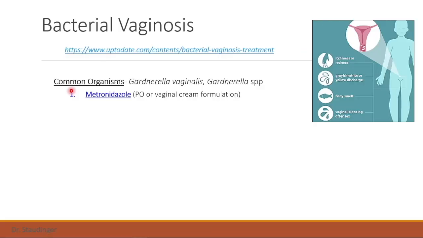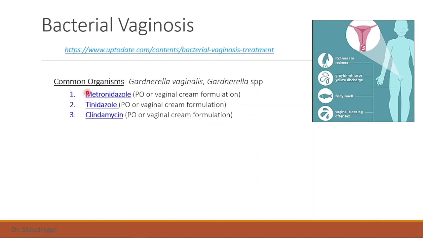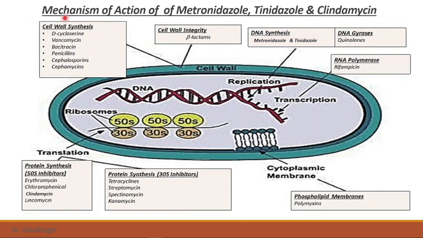Common organisms for bacterial vaginosis include Gardnerella vaginalis and other Gardnerella species. Common treatments include metronidazole, tinidazole, both nitroimidazole compounds, and clindamycin. All three are available in PO or vaginal cream formulations. This slide depicts the mechanism of action of metronidazole, tinidazole, and clindamycin.